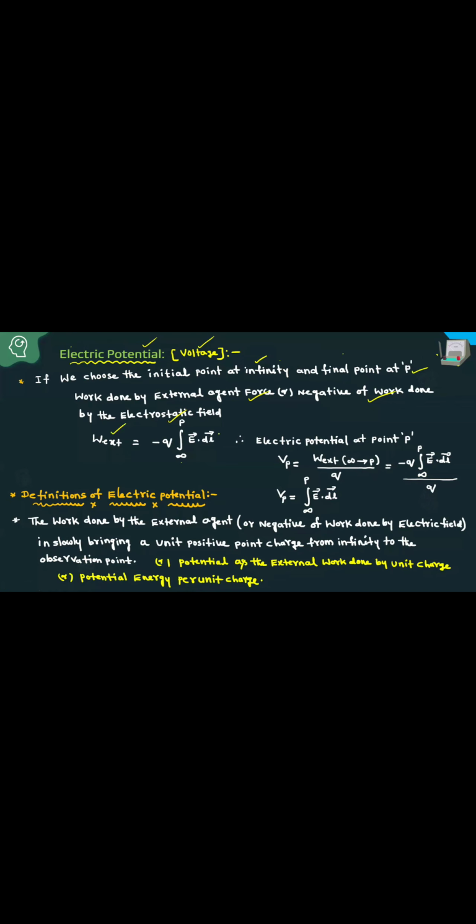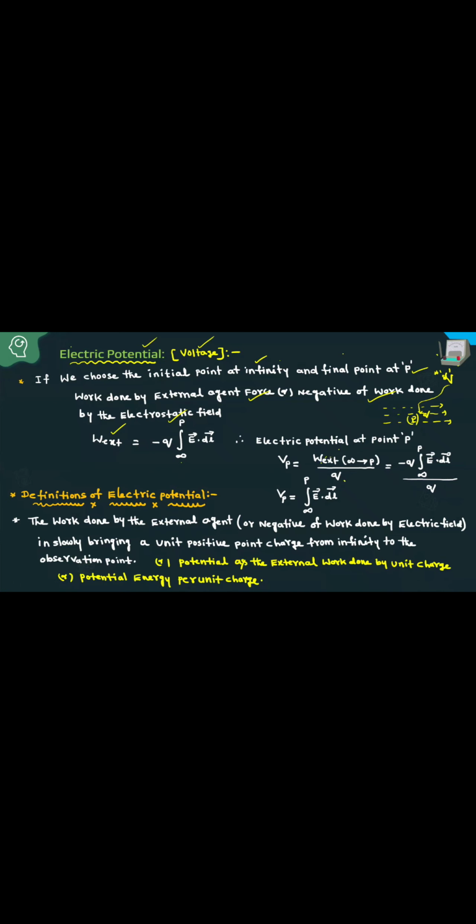Then what is the potential at point P? Let us assume that this is the electric field. Now, at infinite position, a charge is present. Now we are moving the charge from infinite position to point P, and for this there is some work done. Then how to define the electric potential at point P? The electric potential at point P is the external work done per unit charge.